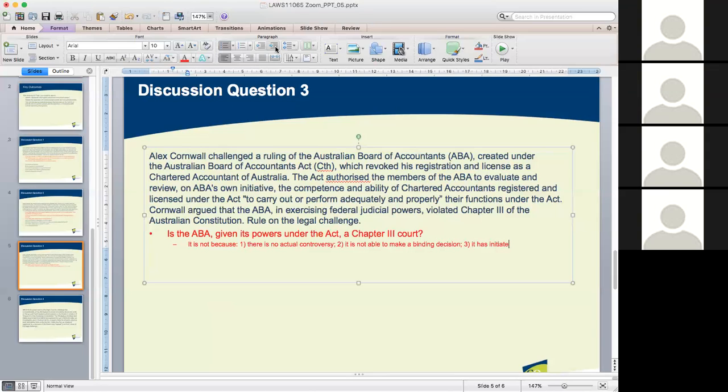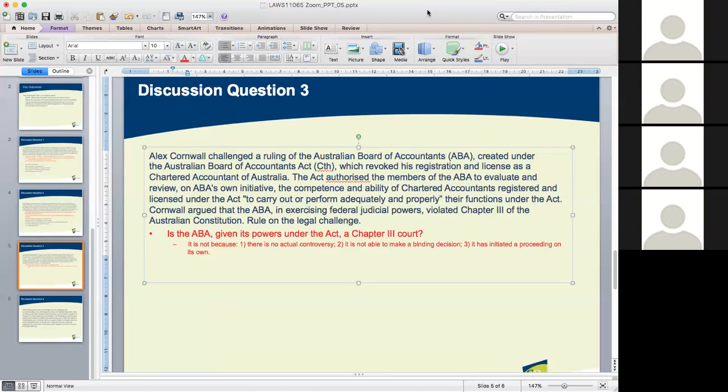Can I come in with something, please? Yeah. Shannon? Please do. The first element seemed to be met, but it was only after there was intervention by the ABA that there seemed to be a controversy. Prior to that, there wasn't one that was being investigated. Okay. So there is no actual controversy, there is no matter, therefore, it is not exercising judicial powers.